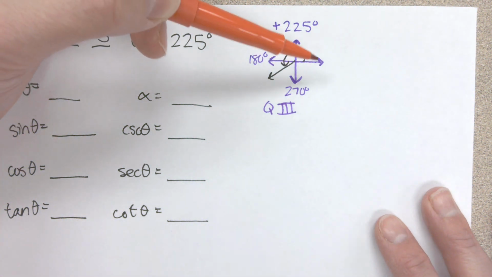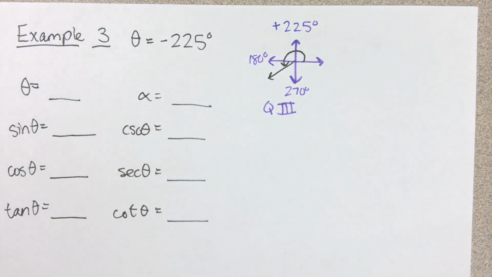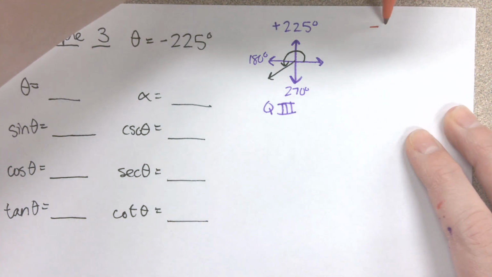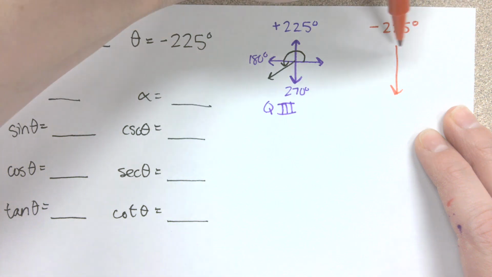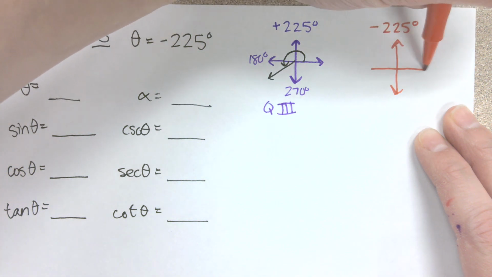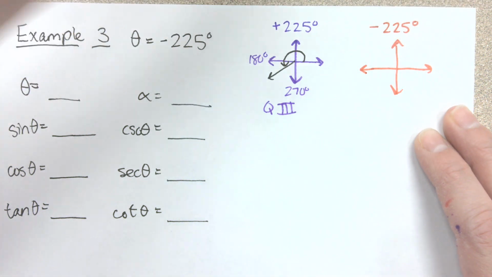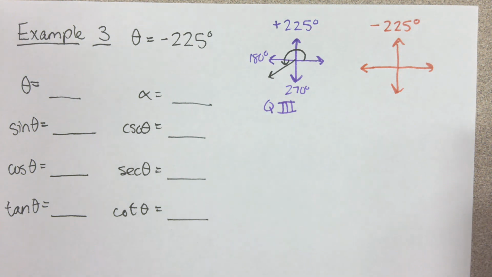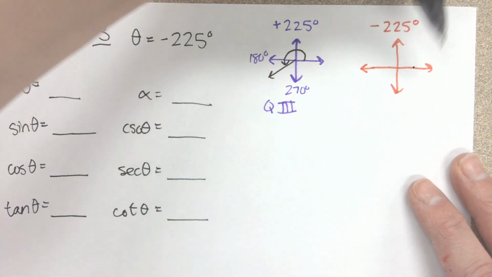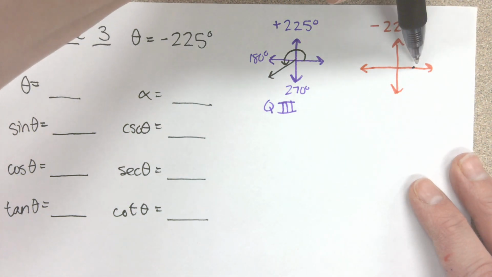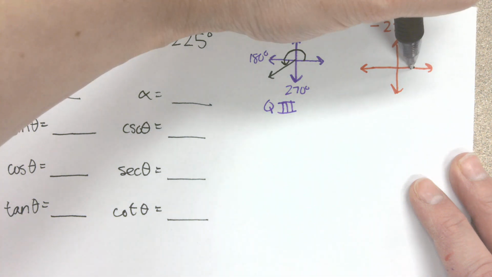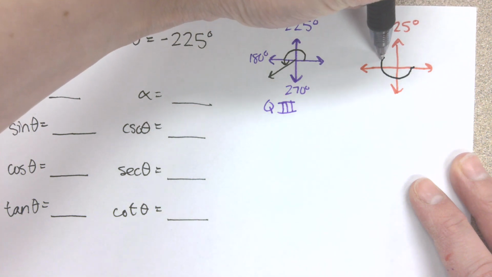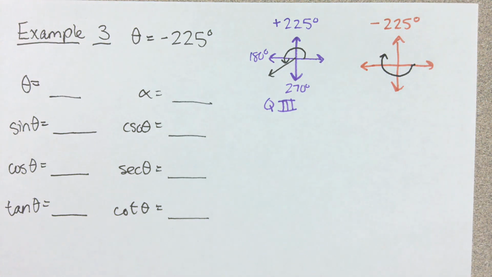So if we go backwards, we're going to go that same number of quadrants in the opposite direction. If we have negative 225, we start at the same place, but instead of going counterclockwise to the left, we're going to go clockwise to the right. And I'm going to go through 3 quadrants. 1, 2, 3. I'll stop in quadrant 2.